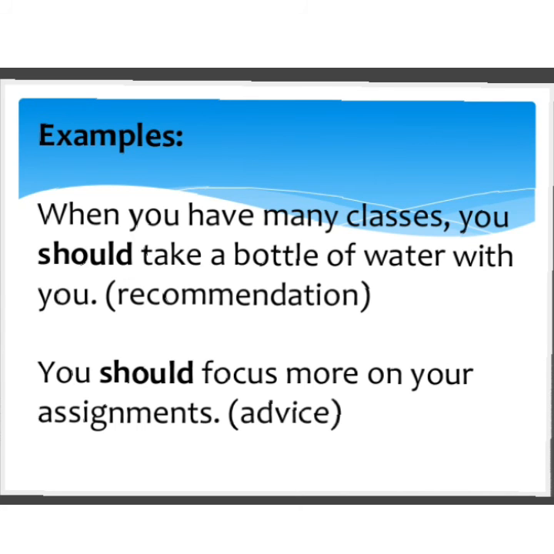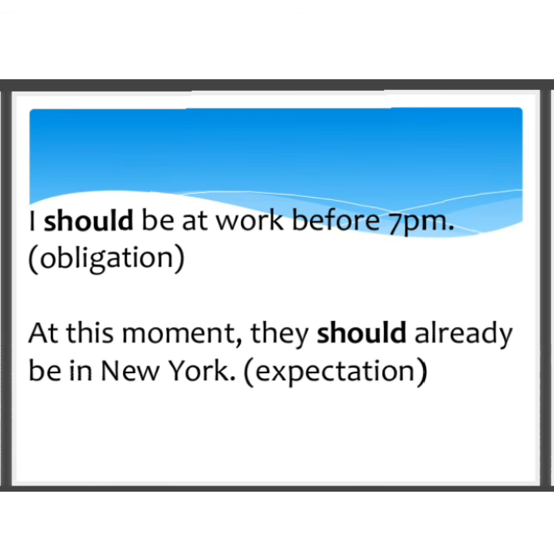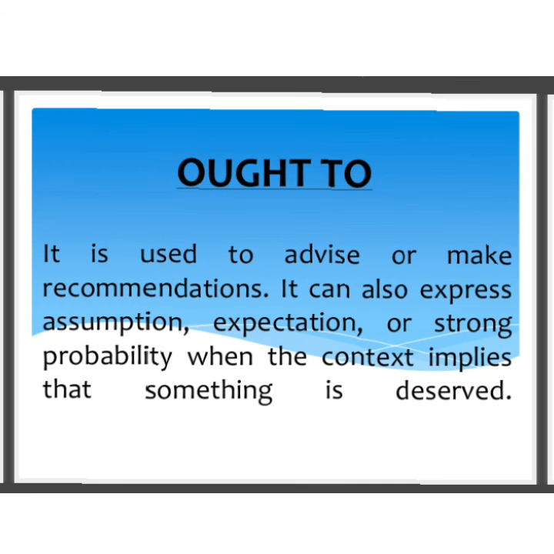Here is an advice in this sentence. Let's see another examples of should. Here are more examples of should. Let's try to understand them. Number 1, I should be at work before 7 p.m. Here is an obligation. And the last, at this moment, they should already be in New York. It is an expectation in this sentence.